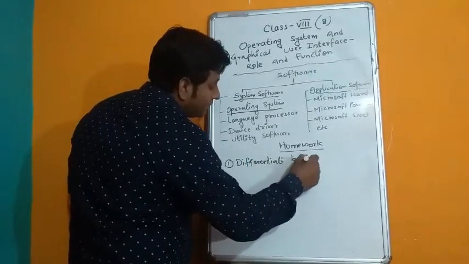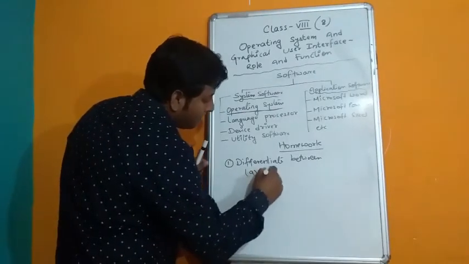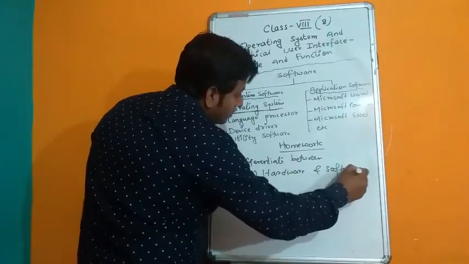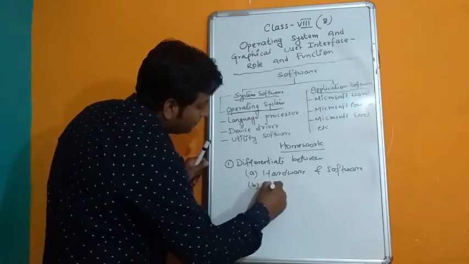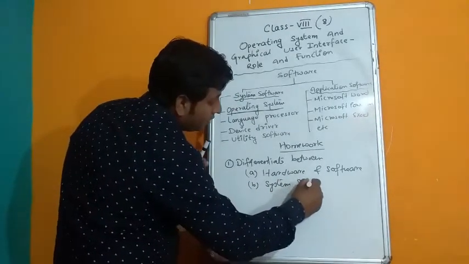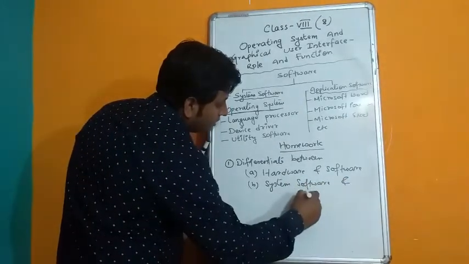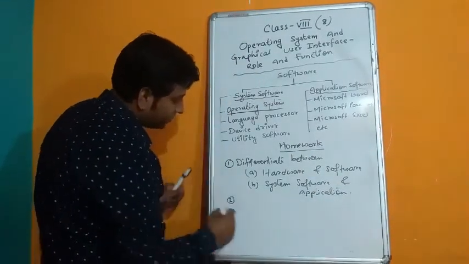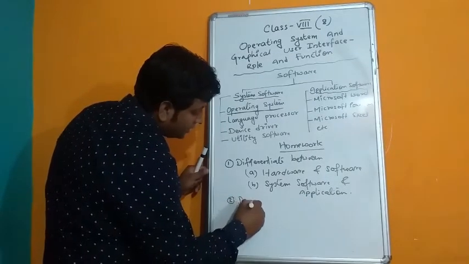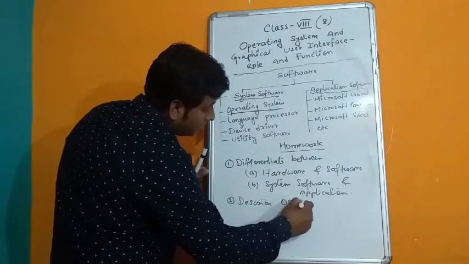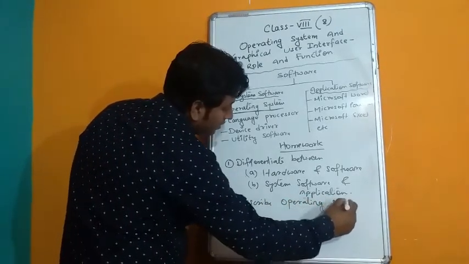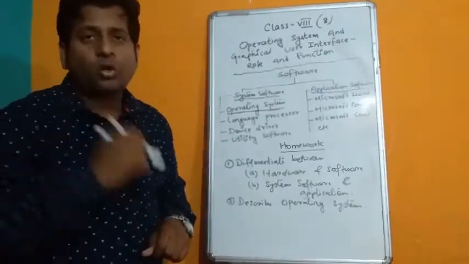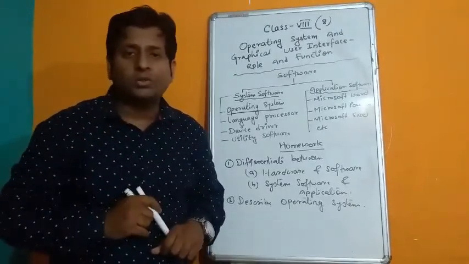differentiate between number A, hardware and software, and number B, system software and application software. And question number 2, describe operating system. So children, there are 2 questions which I expect you to do in your copy and submit the copy when school reopens. Thank you.